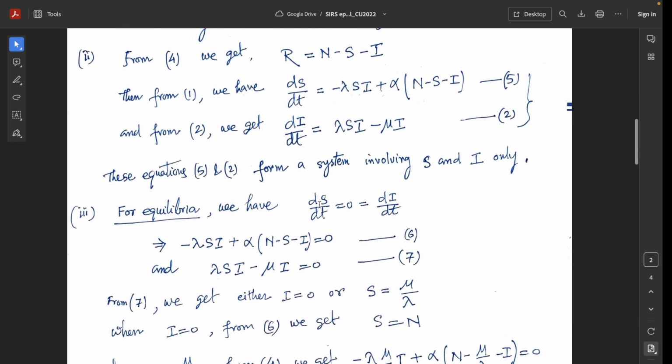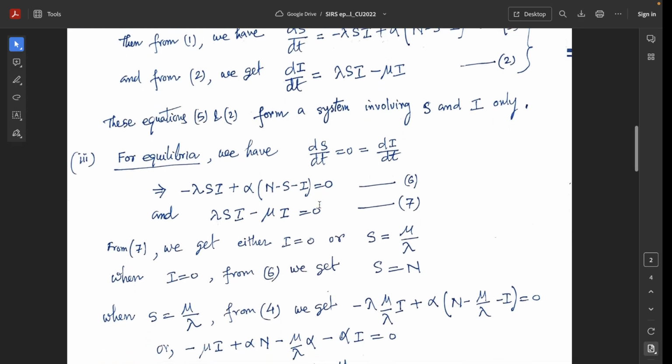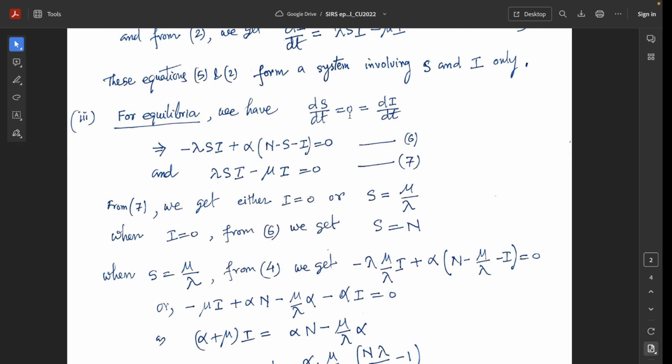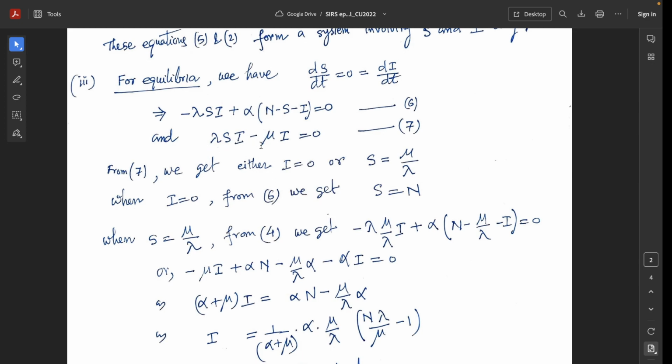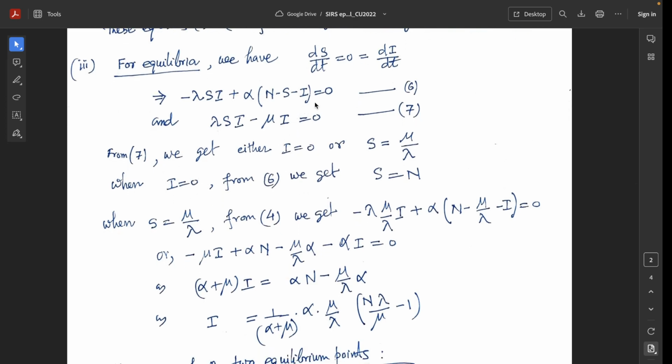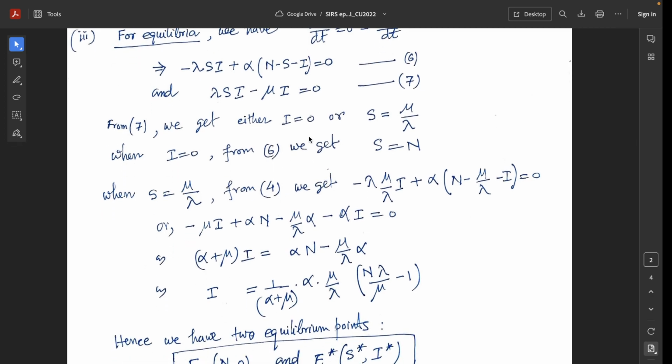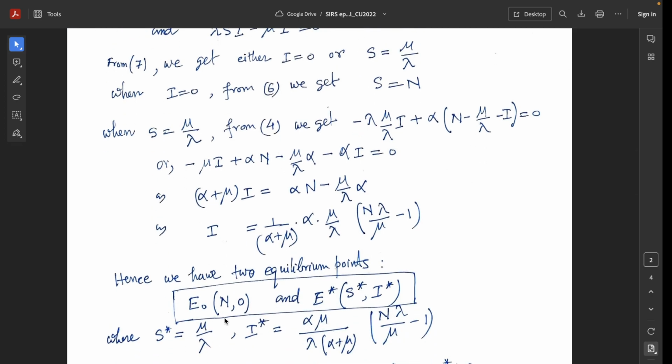Now we are interested in equilibrium points and their stability. So for equilibria, we must have dS/dt equal to 0 and dI/dt equal to 0. Then obviously we get this equals 0 and this equals 0. And from 7, taking I common, either I equal to 0 or lambda S minus mu equal to 0, that is S equal to mu by lambda. When I equal to 0, put I equal to 0 in 6, so we get S equal to N. So the first equilibrium point is E0 equals (N, 0).